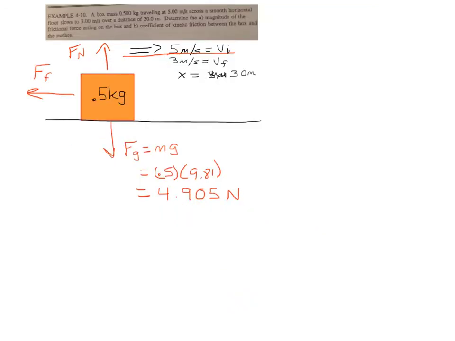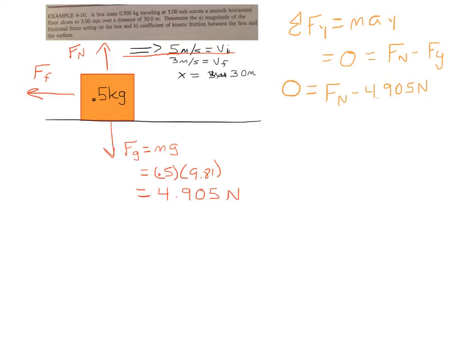So because the box isn't moving up or down or accelerating, we know that the net force in the y, which equals mass times acceleration in the y, is going to equal 0 because the box isn't moving up and it's not moving down. So that means the normal force minus the force of gravity is going to equal 0. They have to cancel each other out. So the normal force has to equal 4.905 newtons.